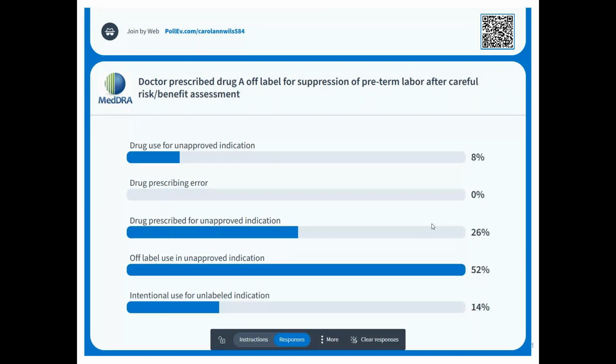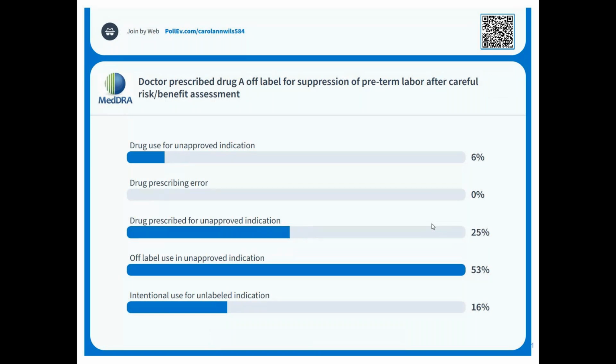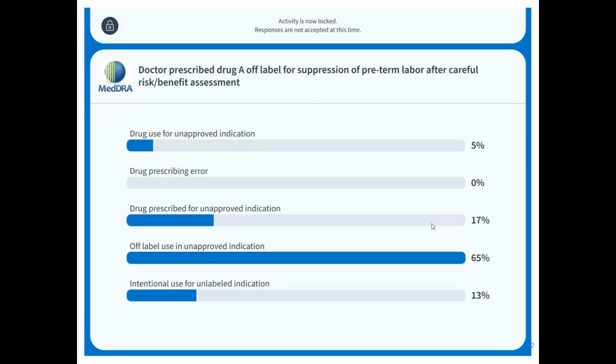Exactly. Off-label use in unapproved indication. Drug prescribed for unapproved indication, that could be an error. So it doesn't tell that it is a conscious decision. Drug use for unapproved indication is also very vague. And intentional use for unlabeled indication could also be a decision by the patient. So we have to capture the full information of our verbatim, and that's why off-label use in unapproved indication is the correct assignment here.